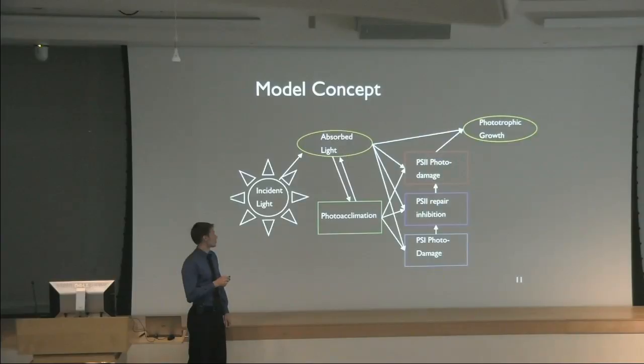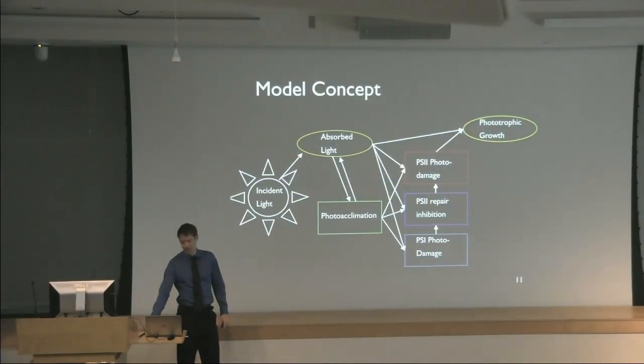Photosystem 2 photo damage occurs according to how much light is absorbed, provided that the photoacclimation state is balanced with absorbed light. But if the amount of absorbed light is in excess of photoacclimation, there is photosystem 2 repair inhibition. And then if there's a large excess of absorbed light, there is photosystem 1 photo damage. And these both lead to a net increase in photosystem 2 photo damage. And finally, the level of phototrophic growth is dependent on the level of photosystem 2 photo damage and absorbed light. Now, in this presentation, I'm not going to focus on the math behind these interactions, but you will see a lot of interactions through the plots that I've generated to see how this plays out.